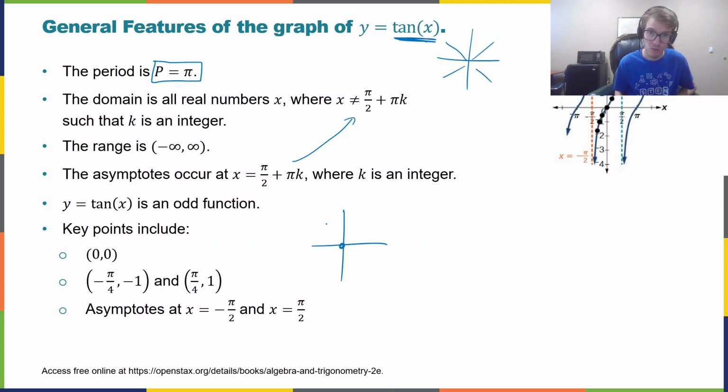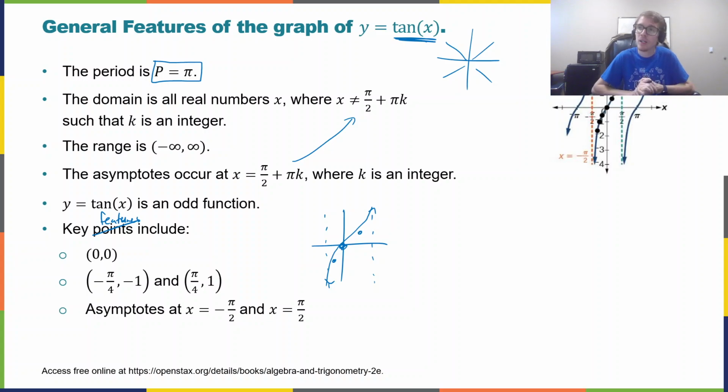The asymptotes at negative pi over 2 and pi over 2, those are two key, this shouldn't say points, that should be features. Key features include those two asymptotes, this point, and then we have the point negative pi over 4, negative 1, and pi over 4, positive 1. And then we can fill that in with that.